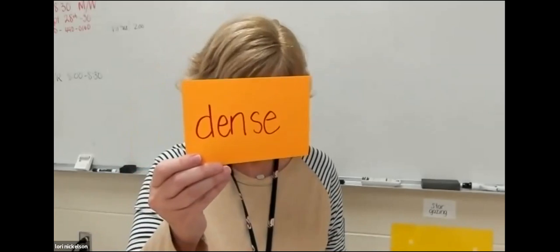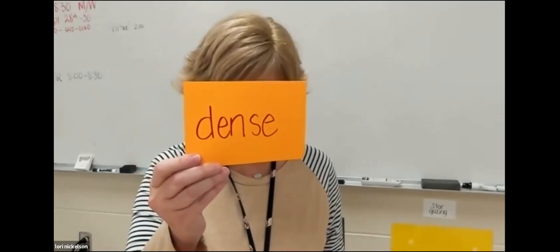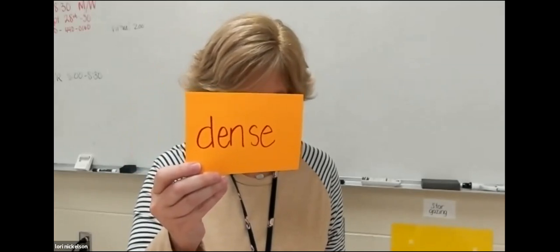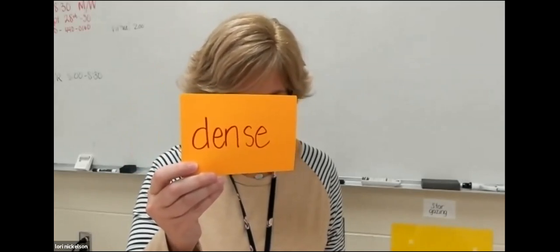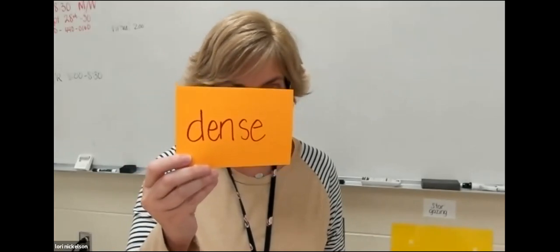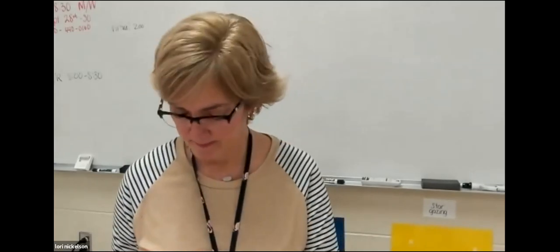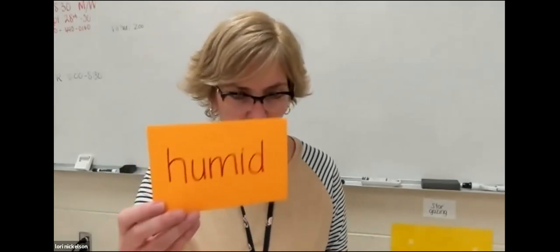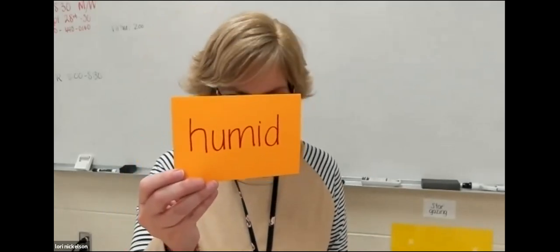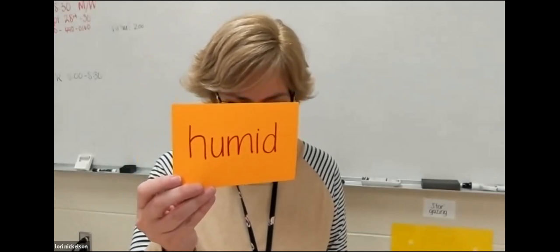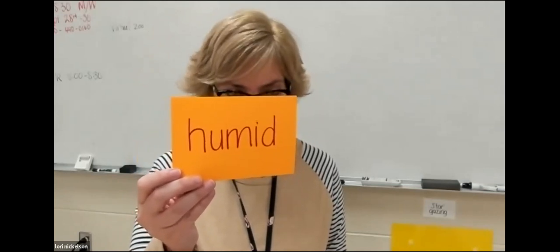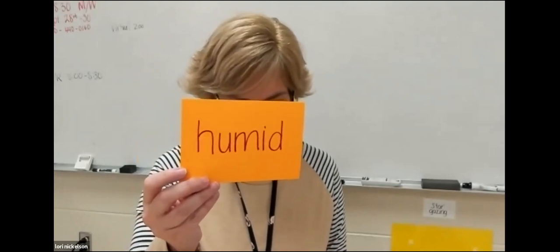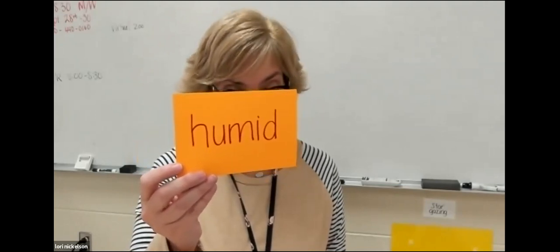You're going to see the word dense, which means it's thick. The example is: the rainforest is very dense because of the many plants that grow and live close together there. Dense. The word humid: wet and damp, containing a high amount of water or water vapor. Humid. Example: the air is often sticky and humid on a hot summer day.